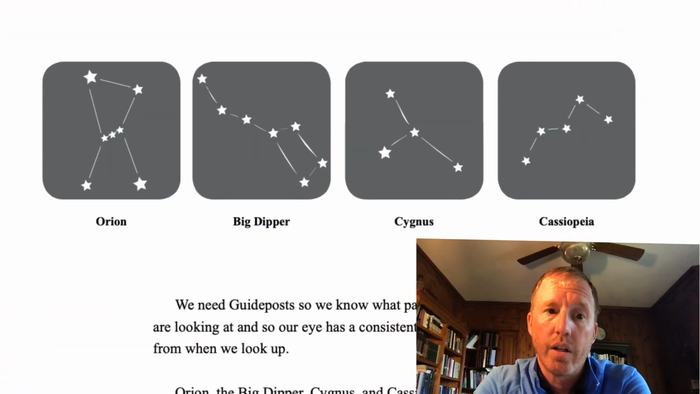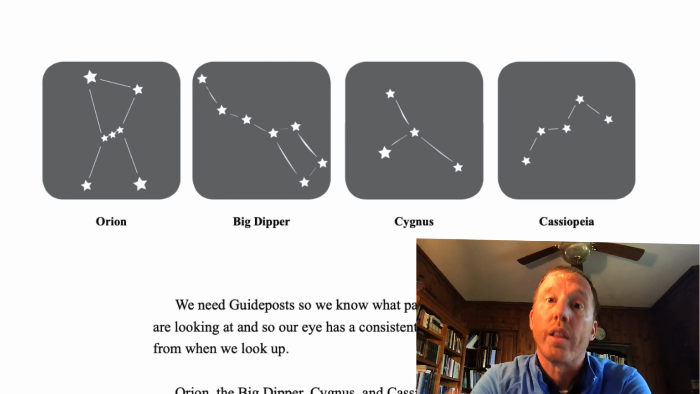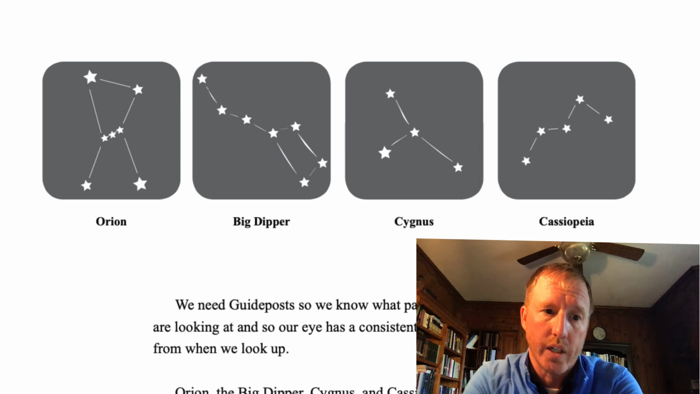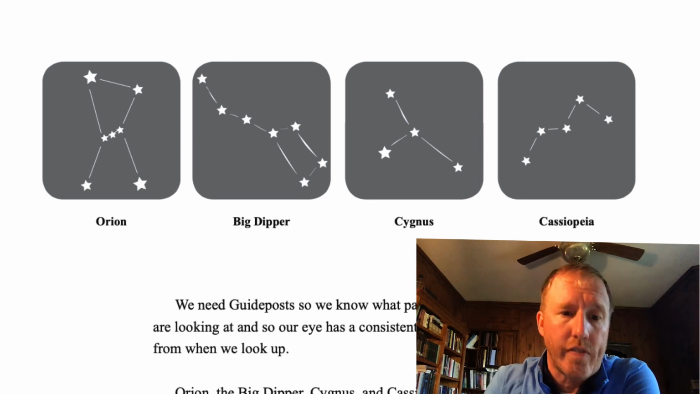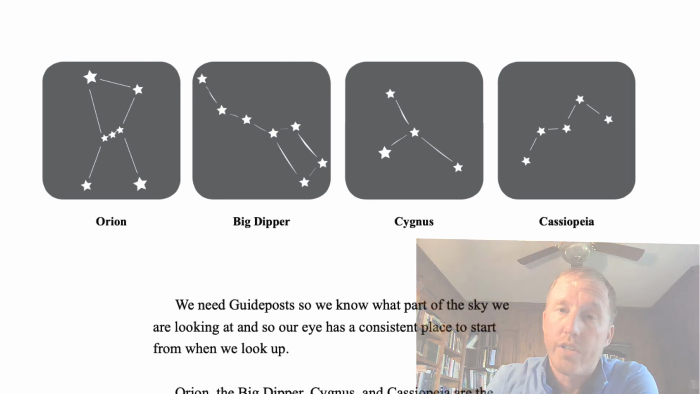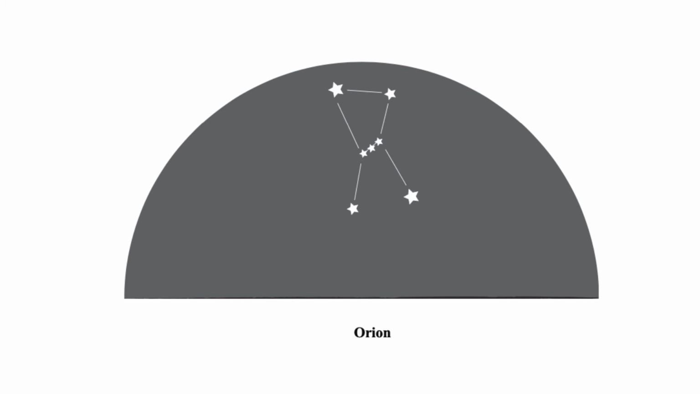Orion, the Big Dipper, Cygnus, the swan, and Cassiopeia, the queen, are the natural guideposts for people who live north of the equator, like us here in Wauwatosa, Wisconsin. They occupy strategic locations, and they are easy to find, even if viewing conditions are poor. So let's take a look at them one at a time.